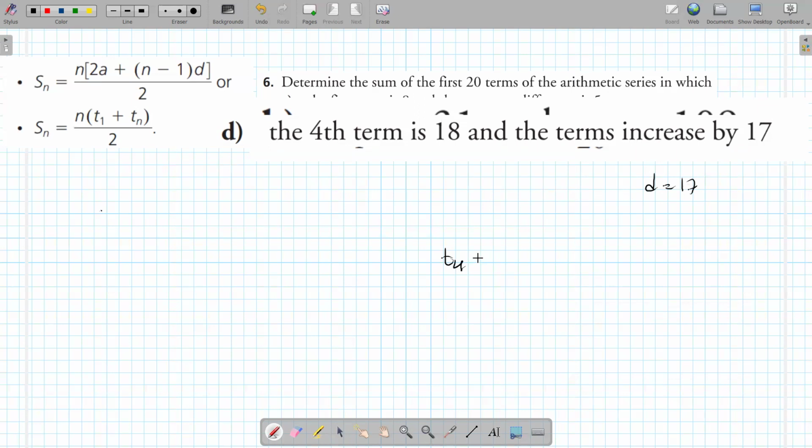So if your T4 is 18, what's your T3? 1, right? Minus 17, not minus 7. It's going to be 1. T2 would be 1 minus 17. It would be negative 16. And T1, or your A value, they mean the same thing, would be negative 16 minus 17. That'll be negative 33. So you need to work backwards first to find your A value. And from here, you're just going to use the first one. It's a plug and chug, right? You have your A, you have your D, you plug and chug into the first formula there.